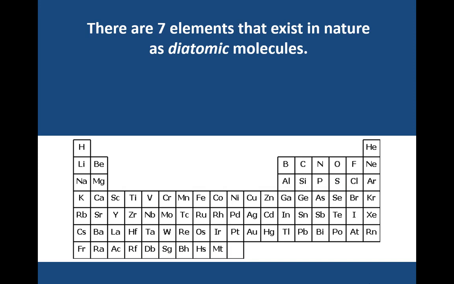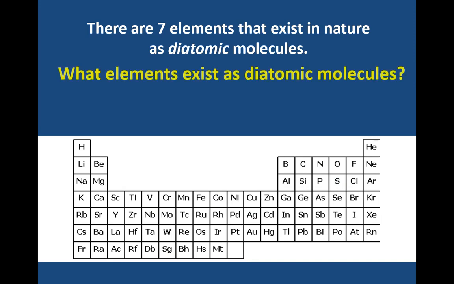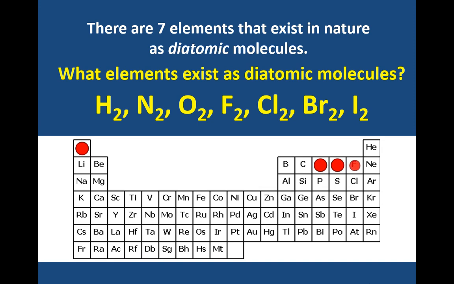So there are 7 elements that exist in nature as diatomic molecules. What elements exist as diatomic molecules? H2, N2, O2, F2, Cl2, Br2, and I2.